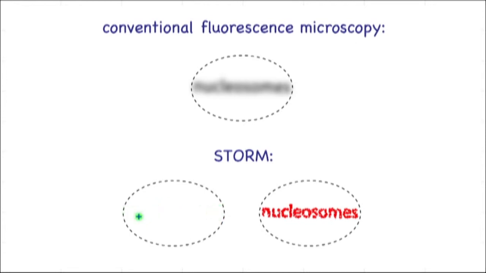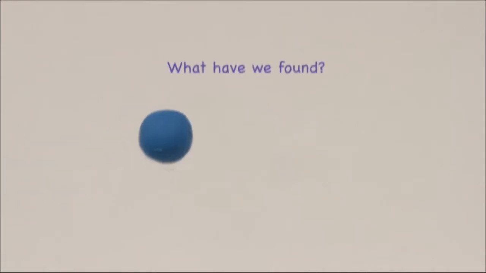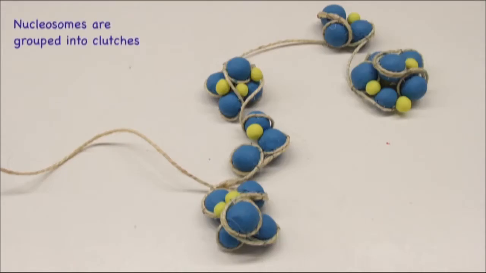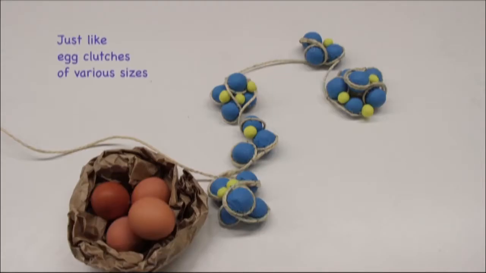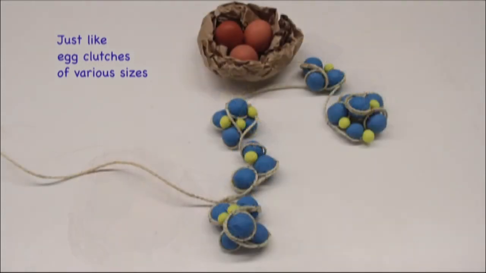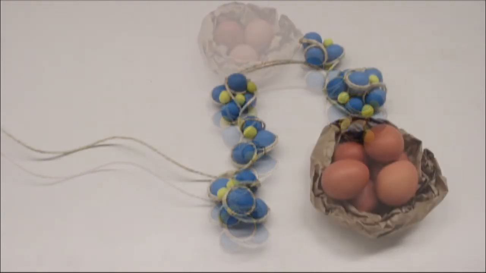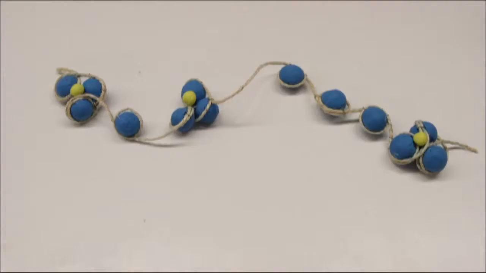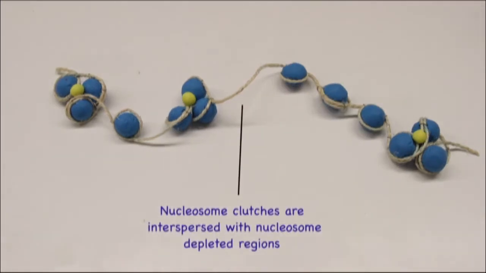Using this technique, we were able to visualize and count the nucleosomes along the chromatin fiber. We found that nucleosomes form heterogeneous groups of varying sizes like egg clutches. The nucleosome clutches are interspersed with nucleosome-depleted regions.